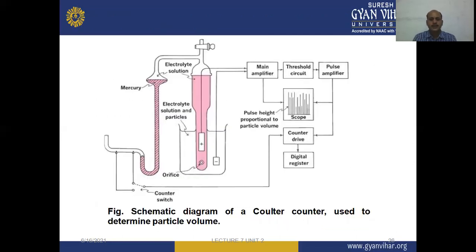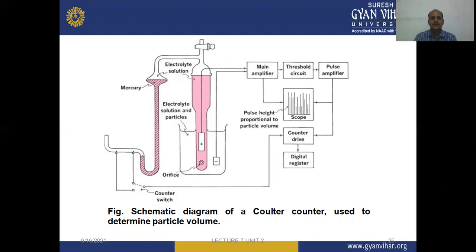This is the diagram of a Coulter counter used to determine the particle volume. In this diagram, you can see the electrolyte solution and particles. Then the counter switch is given here. Then mercury is used to measure the different concentrations, and with the help of the mercury manometer, we can determine the difference after the particles pass through this electrode solution. Then there is an amplifier to amplify the signals, and a pulse height analyzer is given here. The pulse height is proportional to the particle volume, and a digital register is given here which can maintain the different number of particles, and it is related to the counter drive. So this is the schematic diagram of a Coulter counter apparatus which can be used for determination of particle volume.